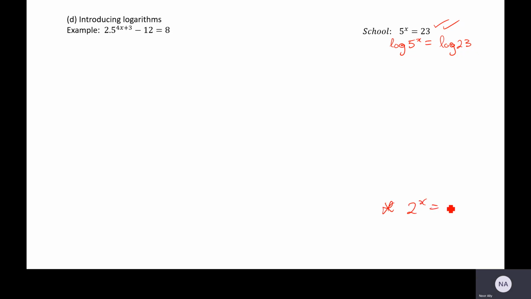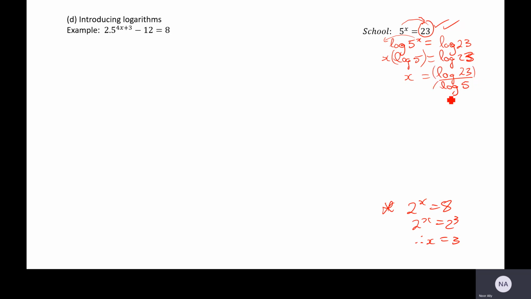If this was 2 to the x equal to 8, then you'd say, oh, that's so easy. Therefore, x is equal to 3. Yeah, but now 23 is not a perfect power of 5. That's when we introduce logs, and then the x comes to the front. x log of 5 is equal to the log of 23. Now I divide by log of 5, and x is equal to log of 23 divided by log of 5, and there, yes, you can use your calculator. And don't come and cancel logs. That's why I prefer you put it in brackets.